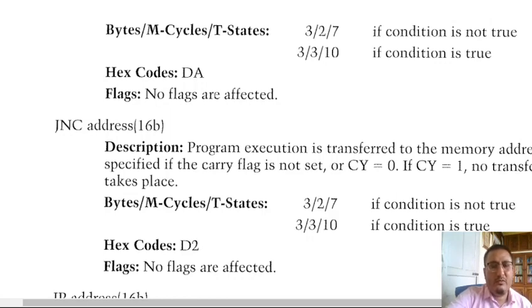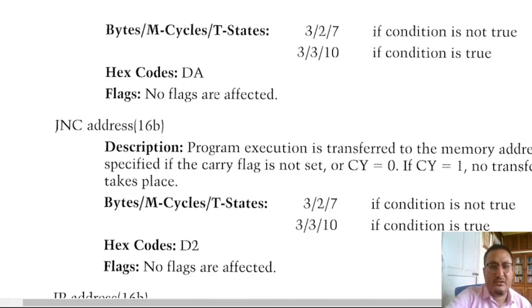Now likewise, we'll move on to the next instruction called JNC. On execution, the JNC instruction is capable of transferring the program execution to the memory address specified in the instruction if the carry flag equals 0, or the carry flag is not set.